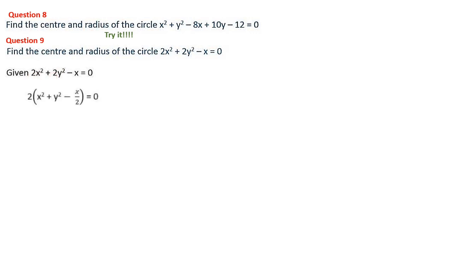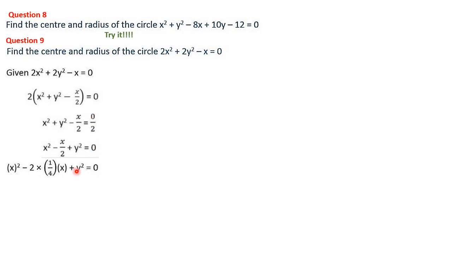For that, just take 2 outside. When we take 2 outside, the first term will be x square, the second term will be y square. Here x by 2 will be coming, because when you multiply 2 inside, the 2 cancels, x will be coming. That means x square plus y square minus x by 2 equal to, this 2 we can bring to the right side, it comes as 0 by 2. So arrange it, x terms together: x square minus x by 2 plus y square equal to 0 on the right side.